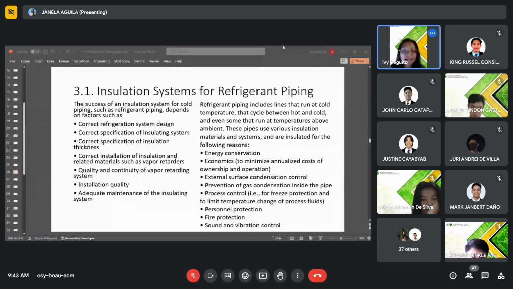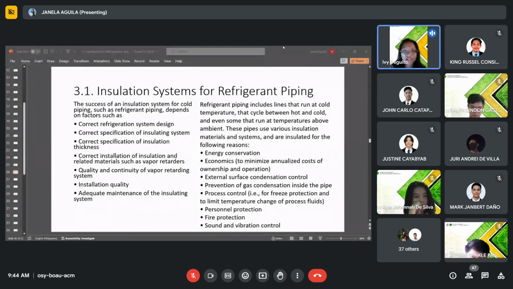Next naman is adequate maintenance of the insulating system. So dapat magkakaroon tayo ng regular na inspection sa insulating system para malaman natin kung ano yung mga damage and repair na kailangan. Since sila nga ay pwedeng magkaroon ng corrosion and doon nga yung nagpapababa ng efficiency ng system. So, kailangan natin ng regular na maintenance.